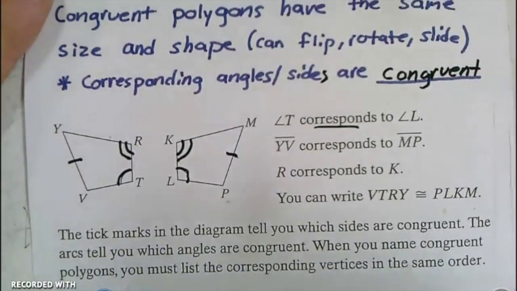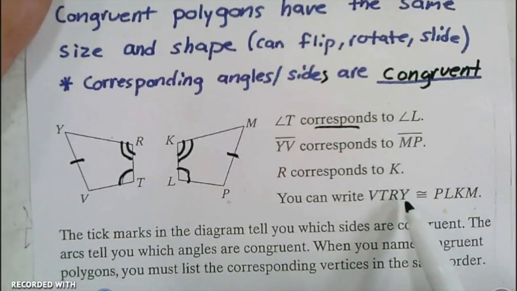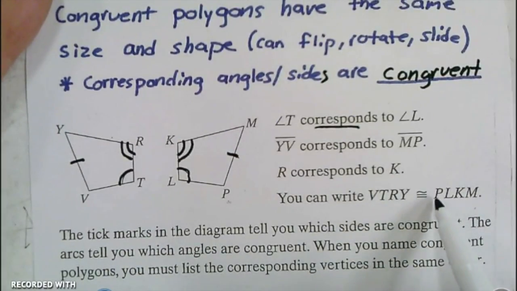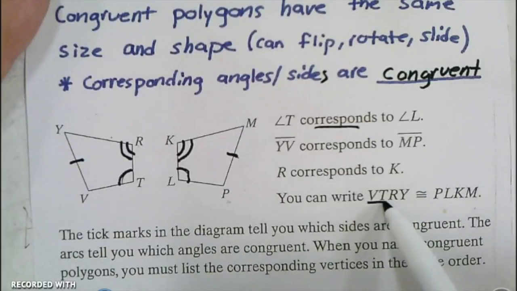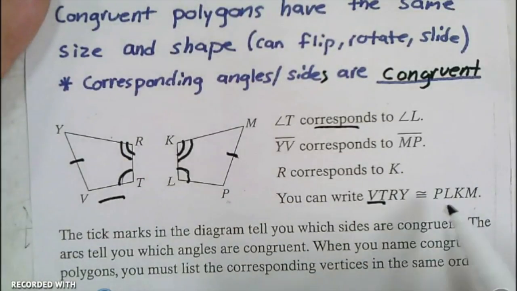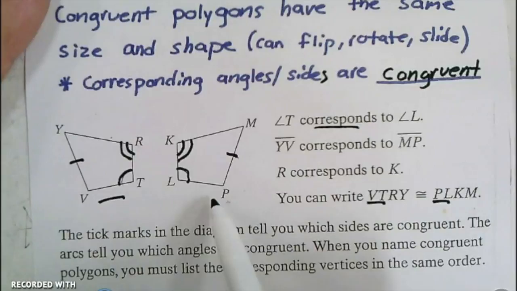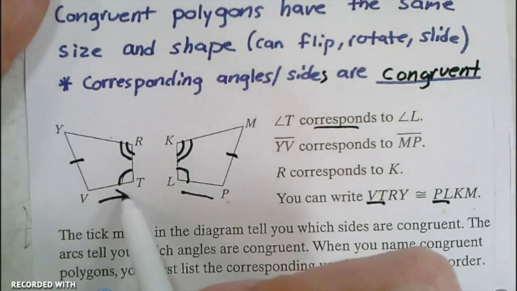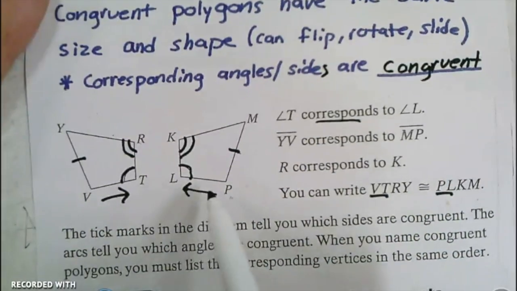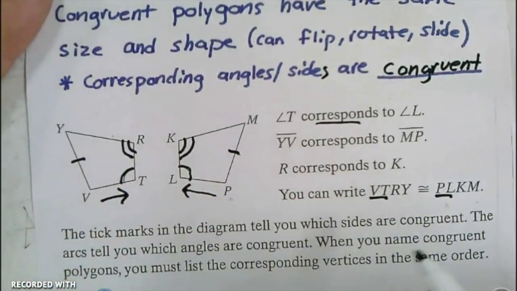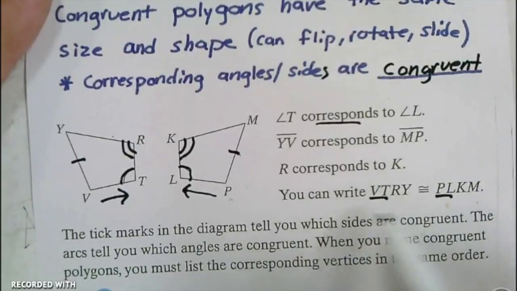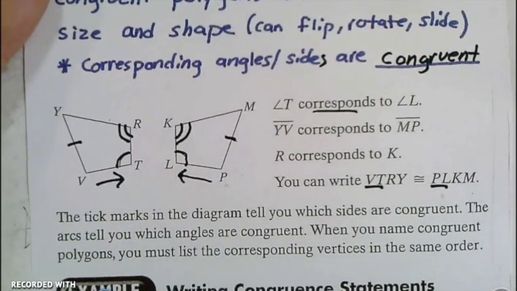You can write VTRY is congruent to PLKM. Notice that the order matters. So VT and PL are sides that correspond to each other. And so the order that you start in and the order you go around has to be the same to show their congruence. That's really, really important.